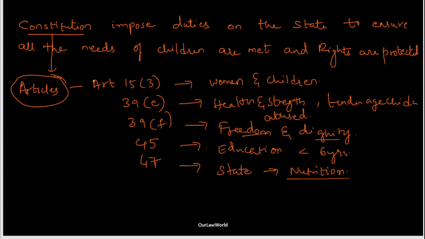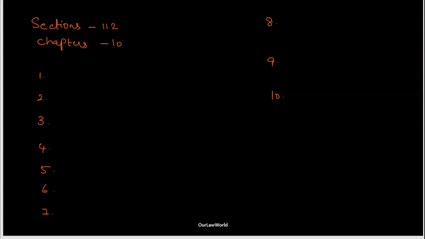So these are the important articles of the Constitution which this act covers: Article 15, Article 39E, Article 39F, Article 45 and Article 47. And this act has 10 chapters and 112 sections.